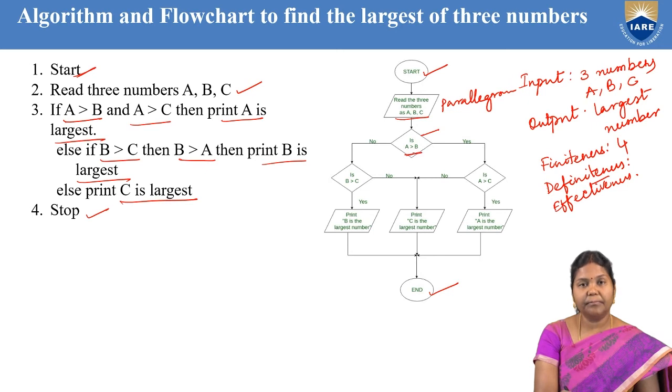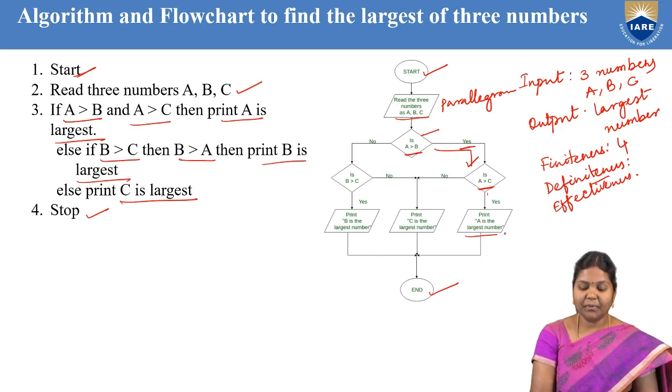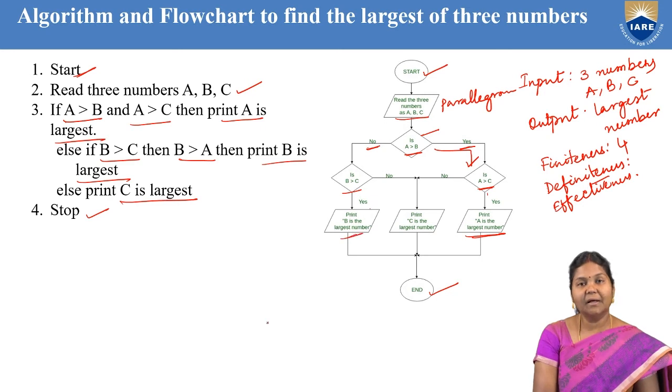If A is greater than B is true, then you compare whether A is greater than C. These two criteria we can write in a single box or separately. If both are true, then print A is the largest number. Suppose A is not greater than B, then check whether B is greater than C. If yes, then print B is the largest number. Like that, you have to check all the criteria by writing the decision box outcomes as yes or no. Finally, you will get the largest number which you print. For input and output, we use the same parallelogram.